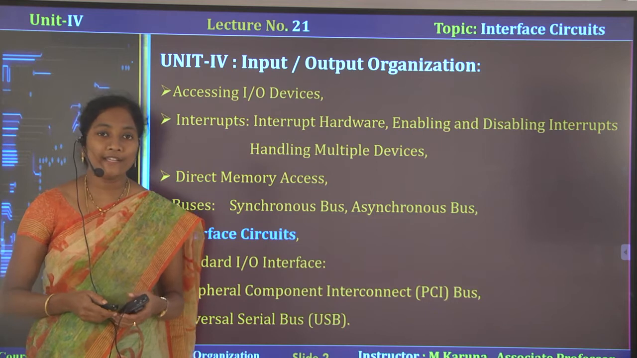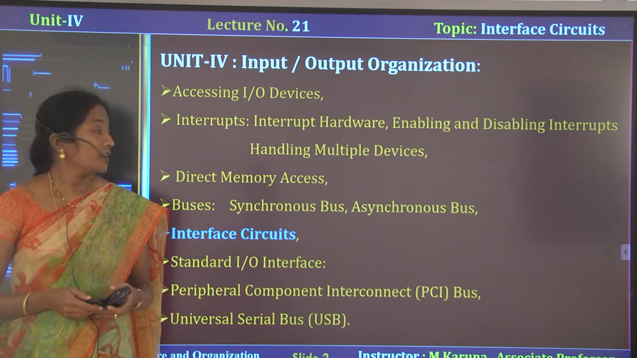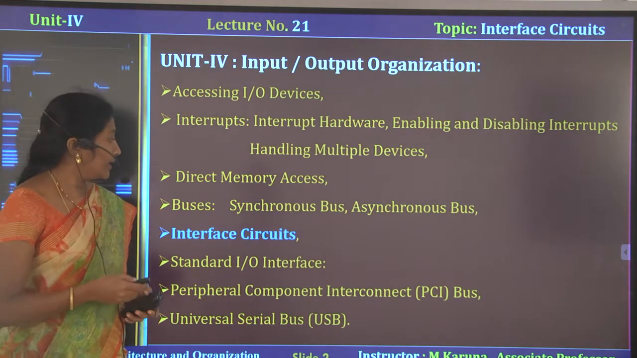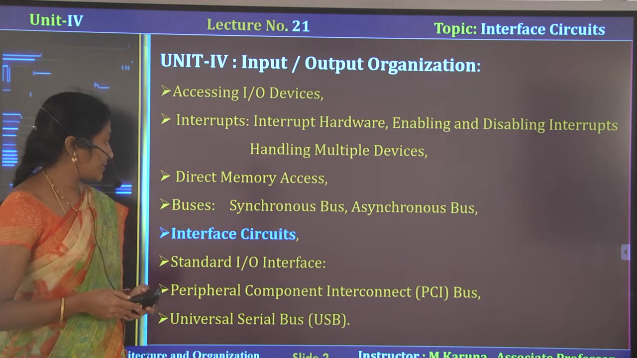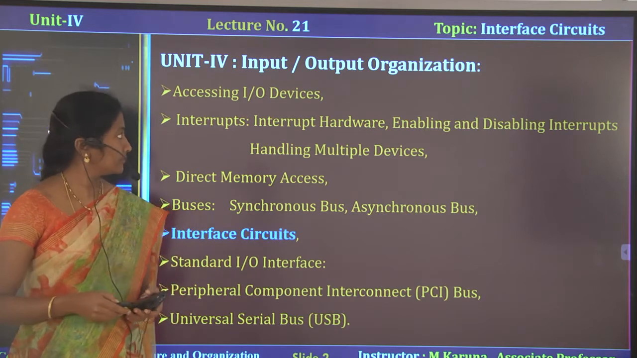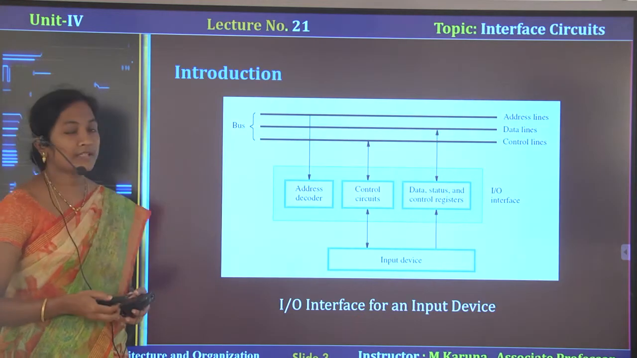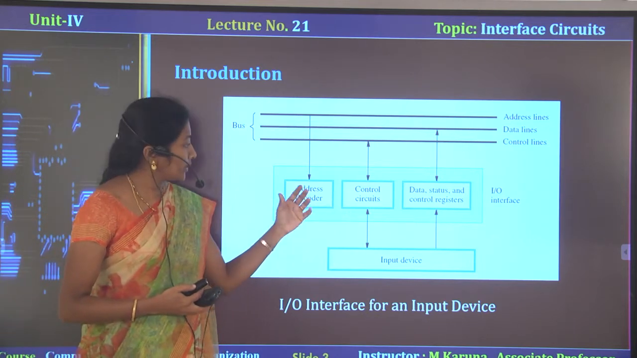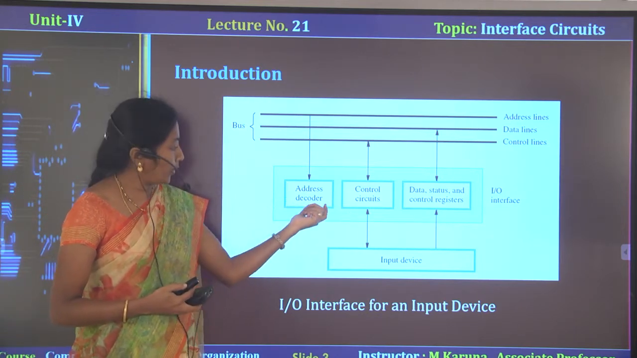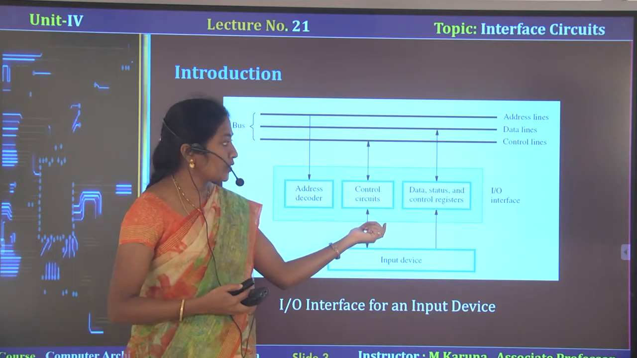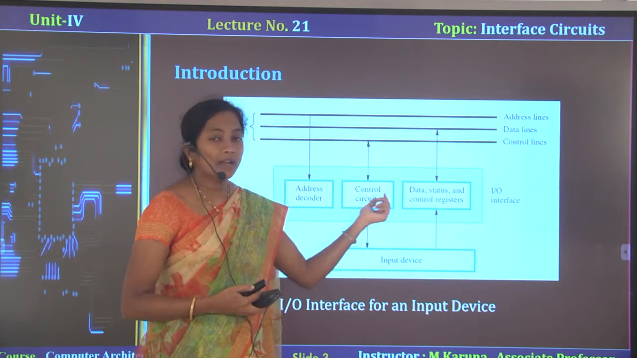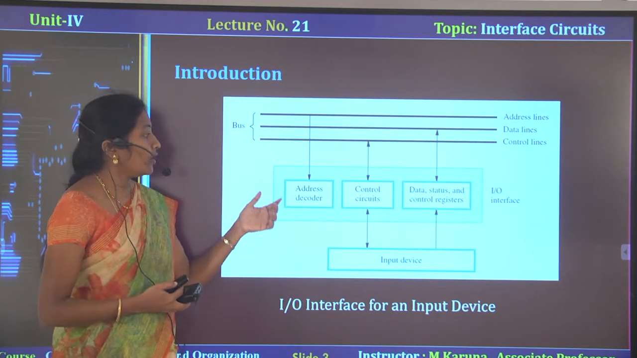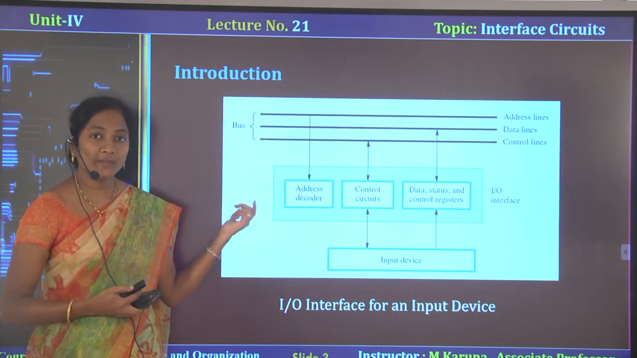Fourth unit contains the following topics, out of which in this video we will concentrate on interface circuits. Introduction. Let us see. Interface circuit contains the following blocks: address decoder, control circuits and data status as well as control registers. You know, already we have discussed about this in previous video.